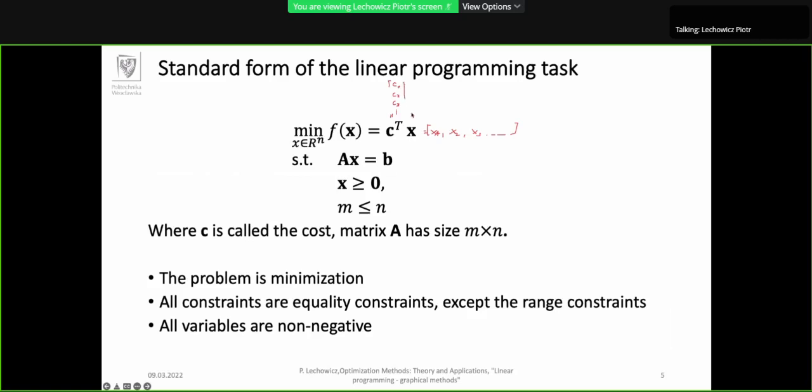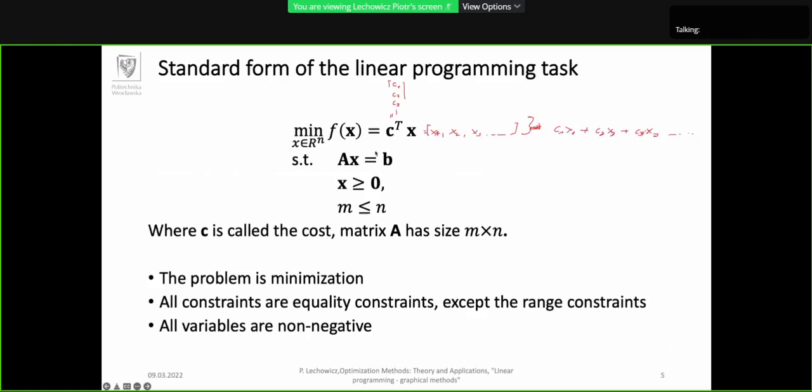So this is a vector, right? We have variables x1, x2, x3, and so on. And this is our cost vector, which is transposed, so it's equal to C1, C2, C3, and so on. And if we multiply, just a quick recap from linear algebra, those two vectors, we obtain C1 multiplied by x1 plus C2 multiplied by x2 plus C3 multiplied by x3, and so on.